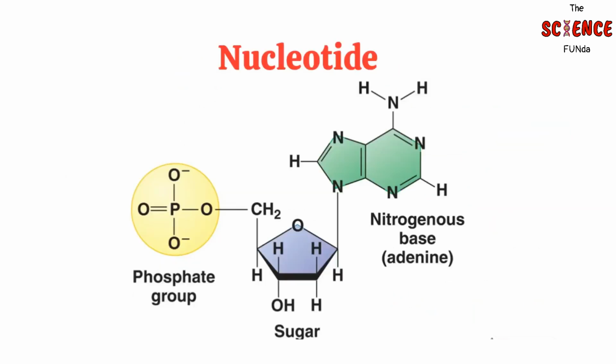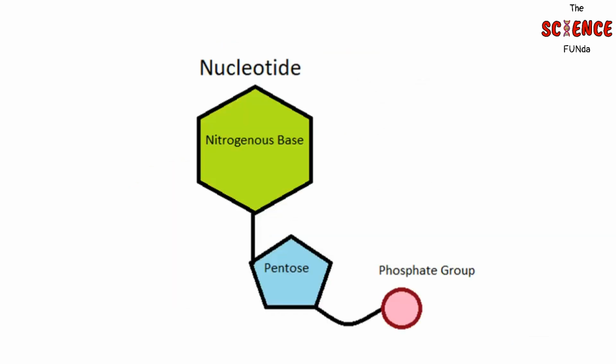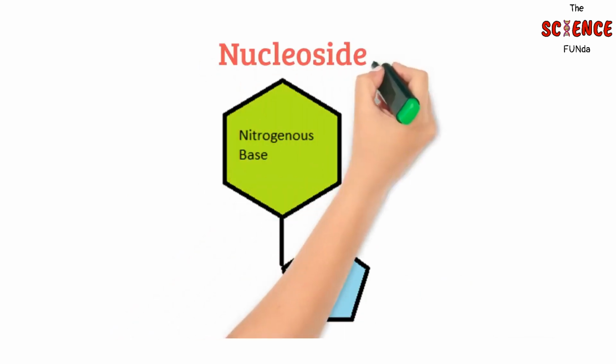The structure of nucleotide looks like this. Both the phosphate group and nitrogenous base are attached to the central pentose sugar. The base is attached to the primary or first carbon of deoxyribose. The 5th carbon of the sugar is bonded to the phosphate group. A nitrogenous base attached with the sugar is called nucleoside.